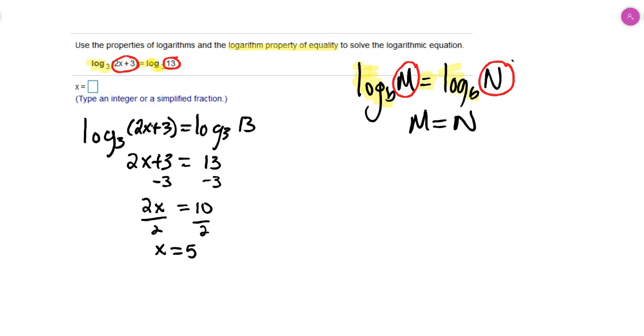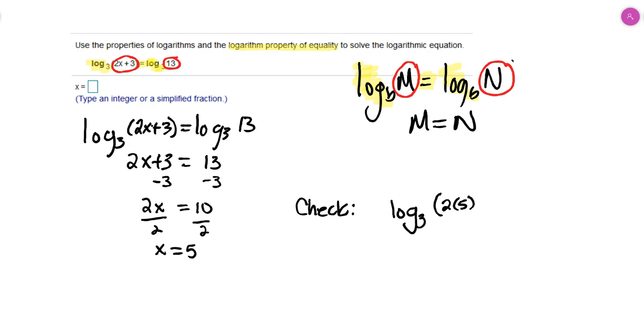Every time you solve a log equation, you must check your work. And that's because log equations have domain restrictions. You can only take the log of positive values. So we need to make sure that when we substitute that x equals 5 into our equation, that we're going to get log of a positive value.